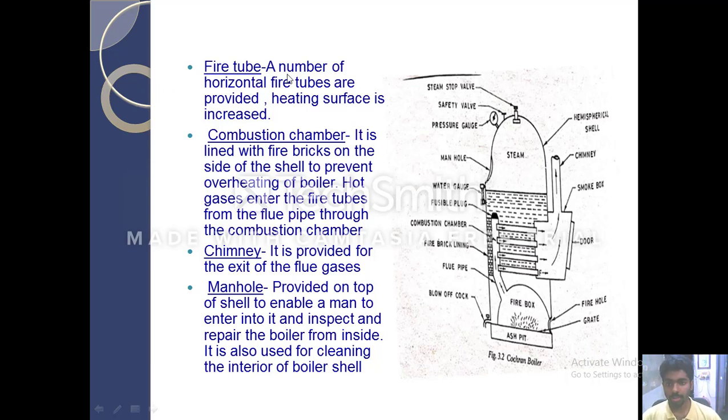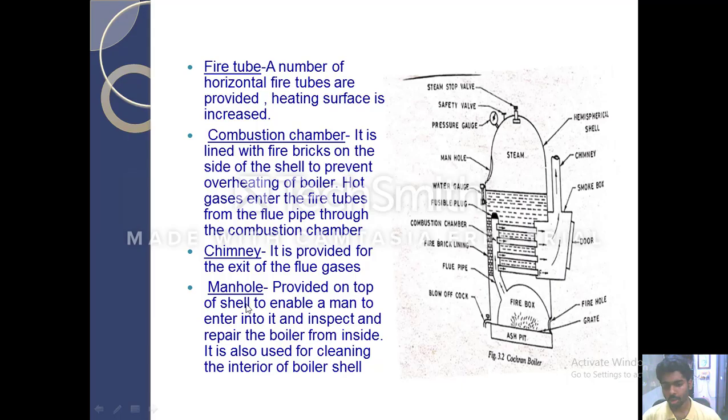Fire tubes: a number of horizontal fire tubes are provided, so the heating surface is increased. Combustion chamber: it is lined with fire bricks on the side of the shell to prevent overheating of the boiler. Hot gases enter the fire tubes from the flue pipe through the combustion chamber. Chimney: it is provided for the exit of flue gases.